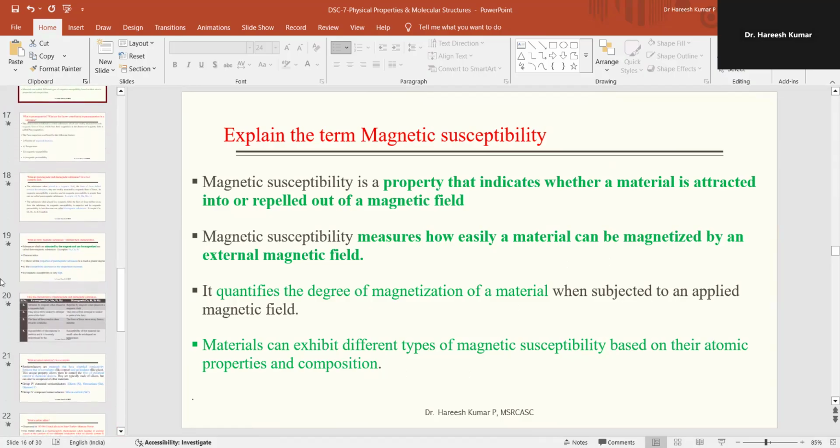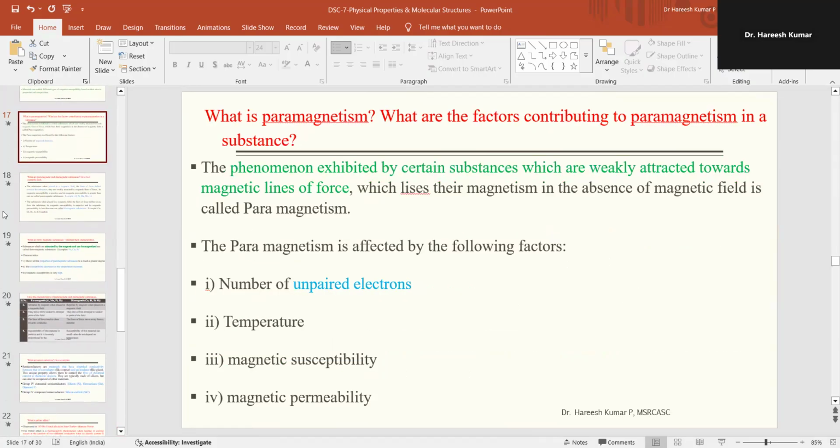I will take one more question. So here, what is paramagnetism? What are the factors contributing to paramagnetism in a substance?